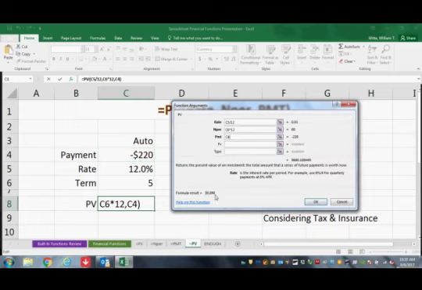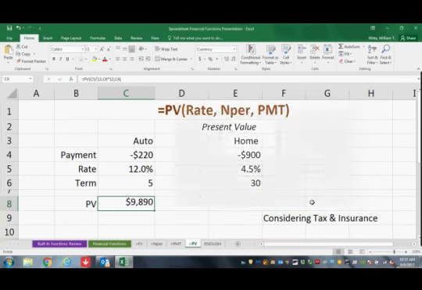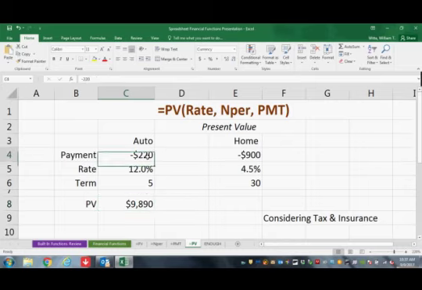Well, it looks like you're shopping for about a $9,800 car. Okay, that's the idea. And you say, well, wait, maybe I can afford more than that. Maybe I can afford $300. As soon as I hit enter, well, you can afford more of a car. But at least you'll know exactly what to shop for. Even more importantly, let's look at homes.